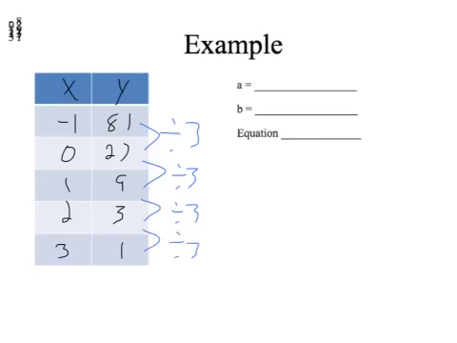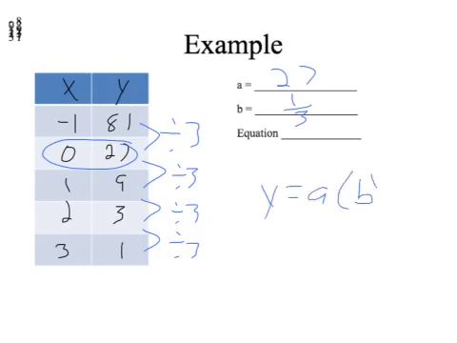When you're dividing, that's the same as multiplying by 1 over that number. So if I took 81 times 1/3, my answer would be 27. Therefore, when your pattern is division, you have to make your b value a fraction, 1 over that number. For the a value, you want to find the y-intercept. When x is 0, y is 27. I plug it into my general formula, y equals a times b to the x. So y equals 27 times 1/3 to the x power.